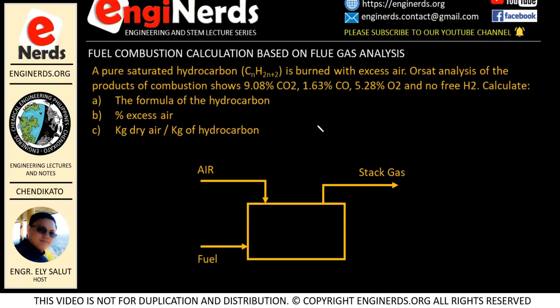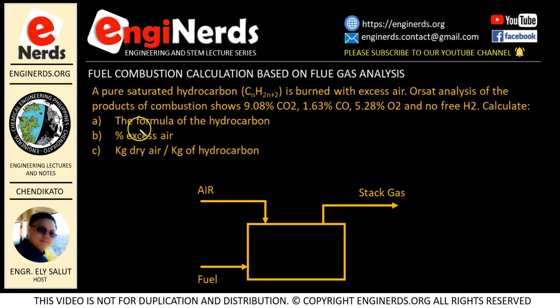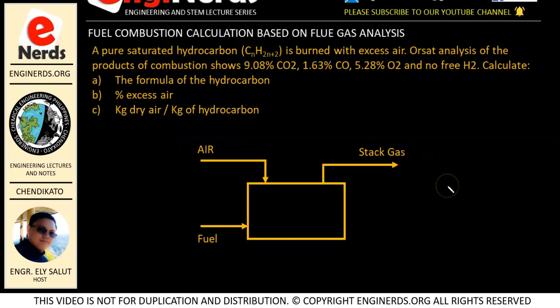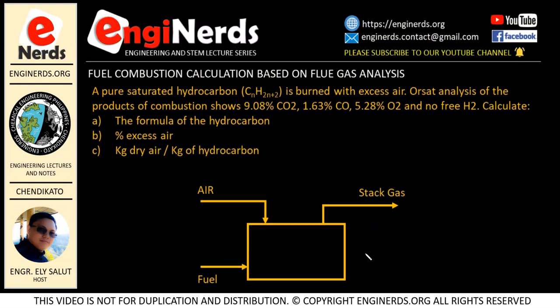But this time, we will do it the other way. We will base our calculation from the flue gas analysis. So that means the compositions of our flue gas are given, and we will use that in order to determine the other components. Okay, so to do that, we will be solving this problem here, which we got from the book Stoichiometry of Fuel Combustion by Evelyn Laurito.